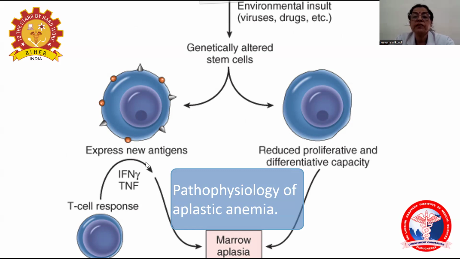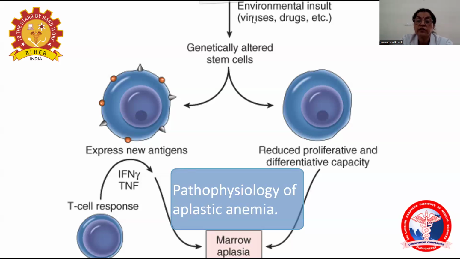So the stem cell is in fact being affected by viruses, drugs, etc. Whatever the insult on the stem cell will lead on to alteration in the stem cells. So the stem cells will go on to express new antigens, and these antigens will elicit a T cell response, which in turn will bring about the marrow aplasia, or they by themselves will bring about a reduced proliferative and differentiative capacity to the stem cells.